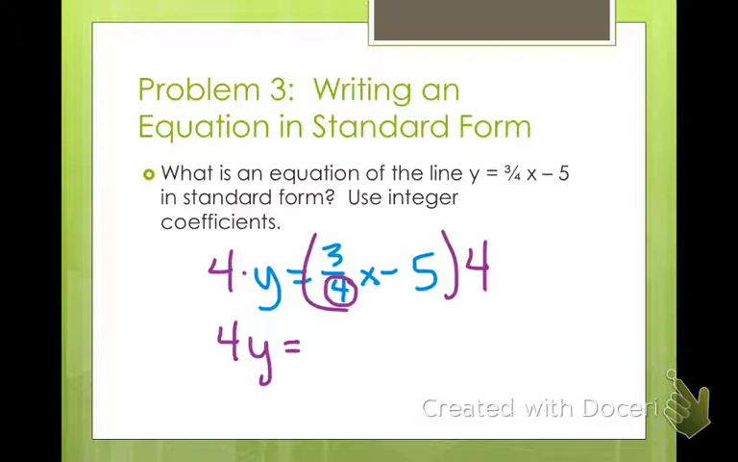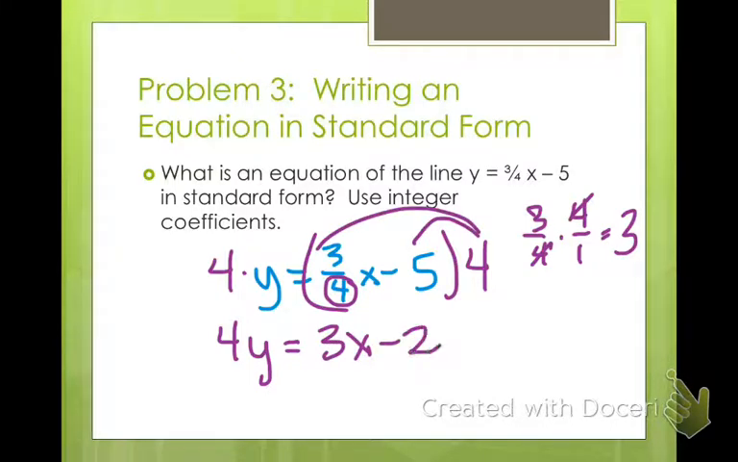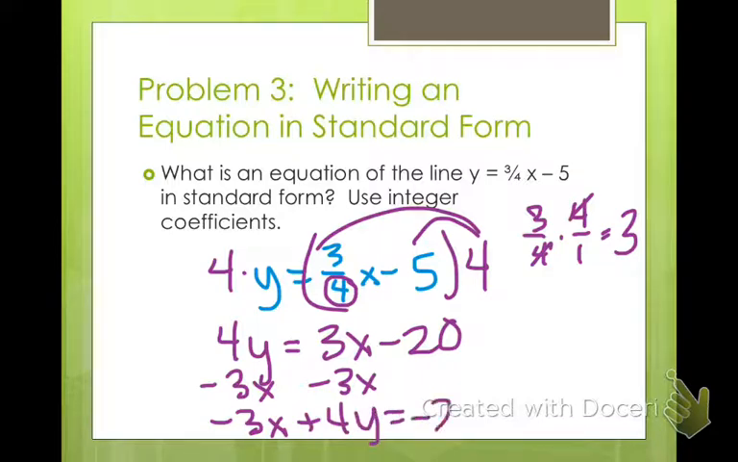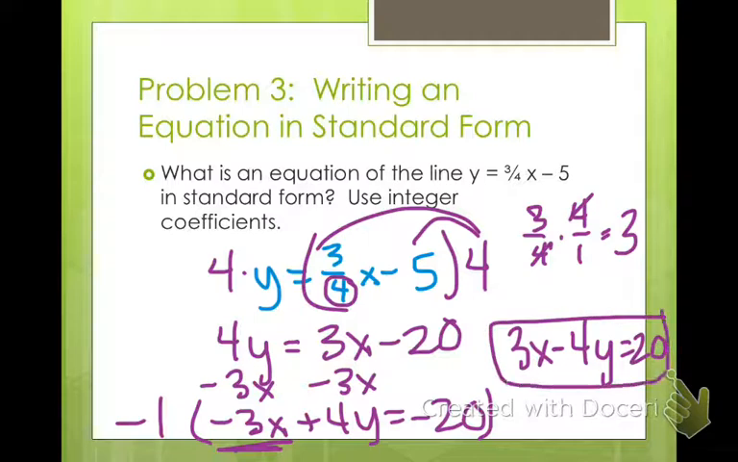3/4 times 4 is just 3. So now I have 3x, and 4 times 5 is negative 20. Okay, now from here, I want to get the x's and y's on the same side, so I'm going to subtract 3x from both sides. So I get negative 3x plus 4y equals negative 20. Also, one other thing, you don't want your x to be negative. So I'm just going to go ahead and multiply everything times negative 1 now. So my standard form of this equation would be 3x minus 4y equals 20. That would be standard form.